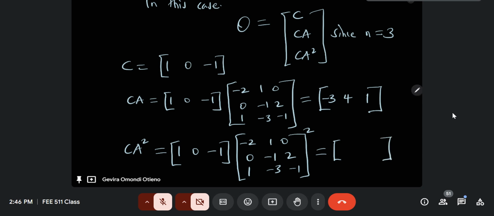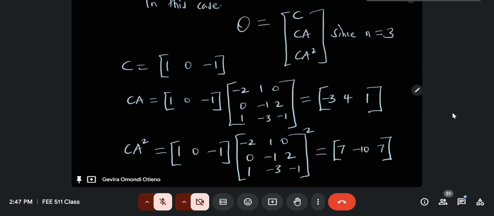So let me enter this in my system to see if I can get it. Minus 2, 1, 0, 0, minus 1, 2, 1, minus 3, minus 1. Then square it. Okay, now to square it, I need a multiplication of C and A squared. I'm trying to use MATLAB to help me do this. Okay, so now I have from my solution here, you might check, 7, minus 10 and 7.